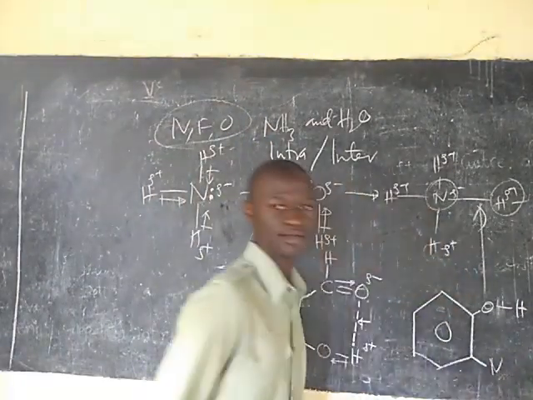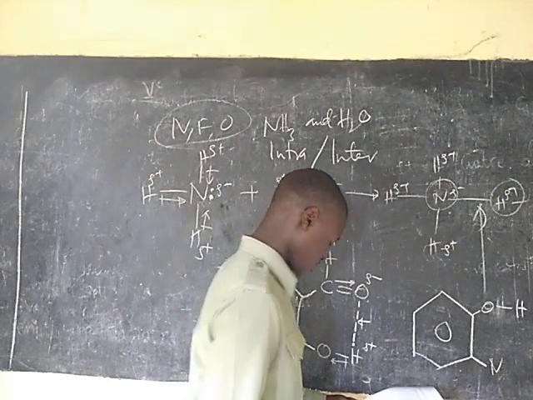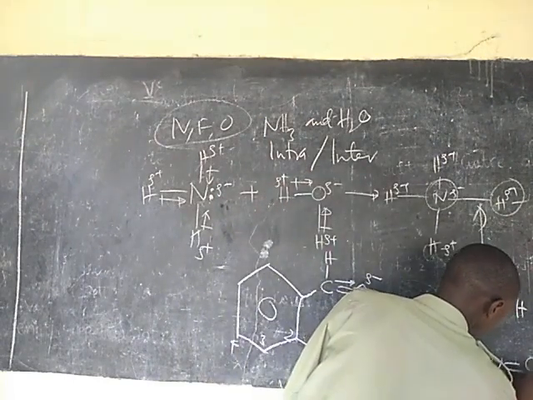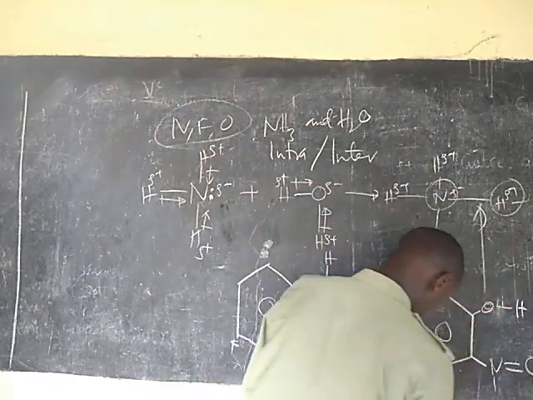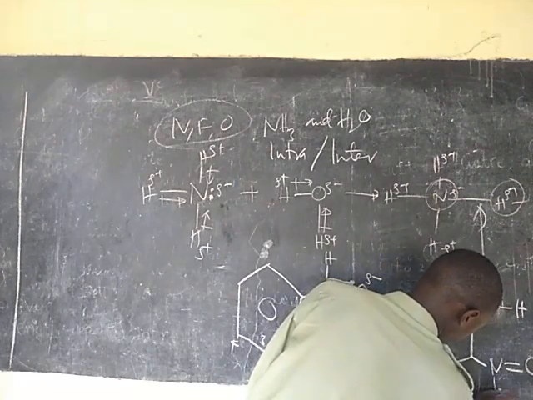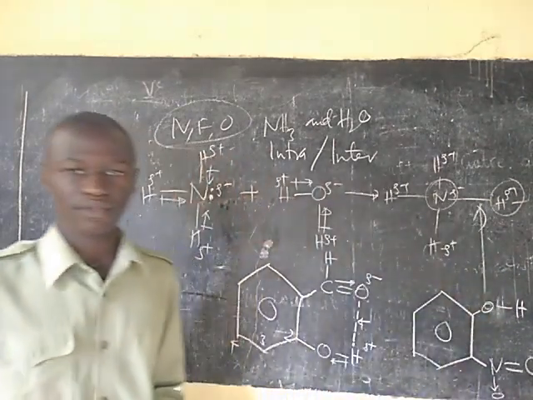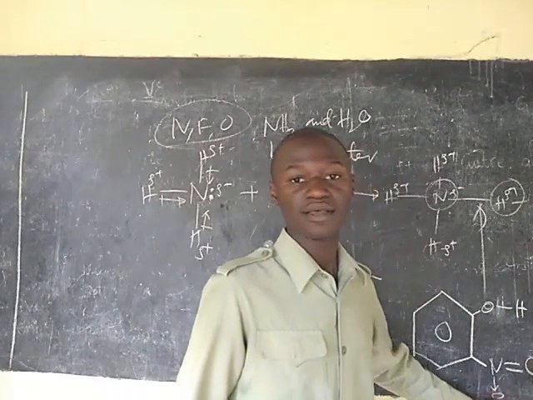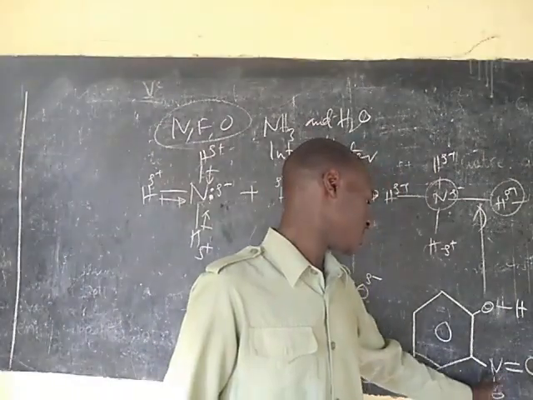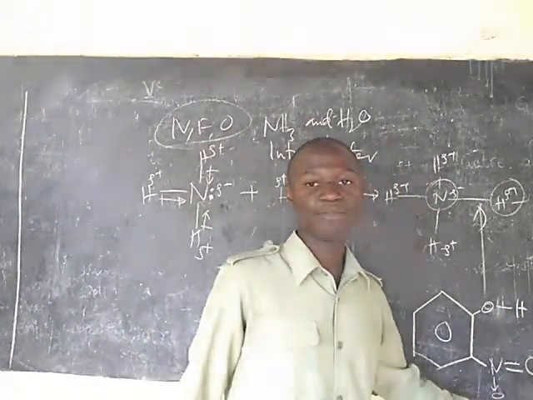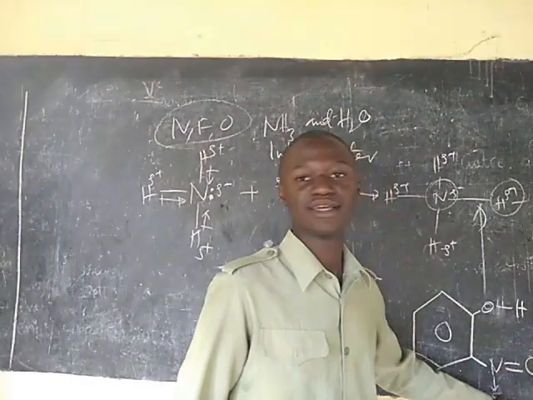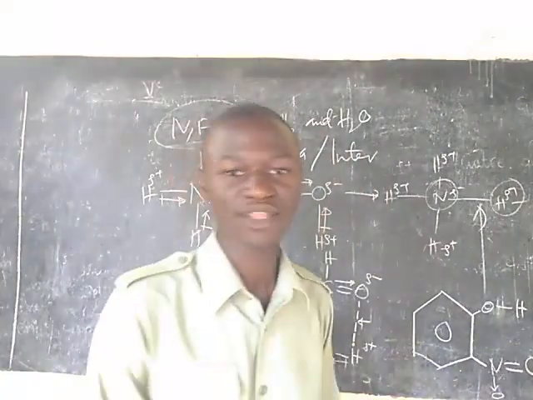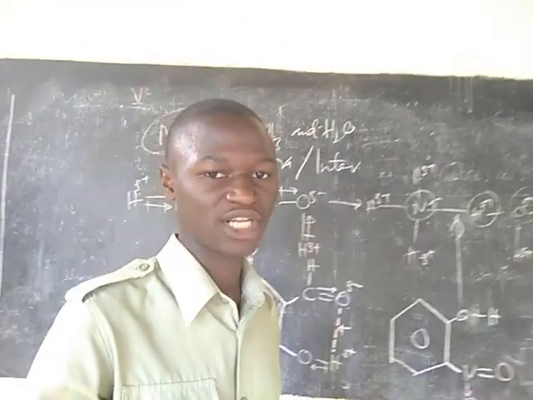It is N, then it is double bond oxygen. Then here you have another oxygen. So this arrow means the nitrogen has donated the lone pair to the oxygen, forming the coordinate bond, if you were together with me in my previous lectures.